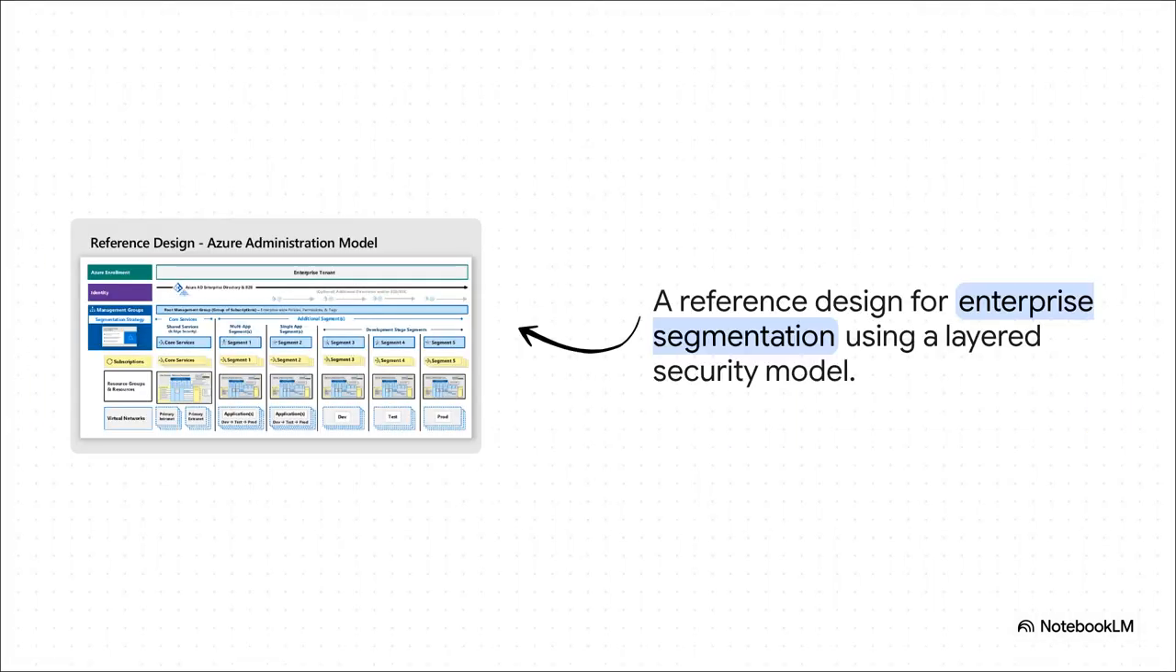And if we zoom out, you can really see how all these ideas come together in a big enterprise-level design. This is a reference architecture that shows everything segmented out. Different subscriptions, different VNets for dev, test, prod environments. The entire structure is built on that layered security model we've been talking about, all with the goal of containing that blast radius at every single level.